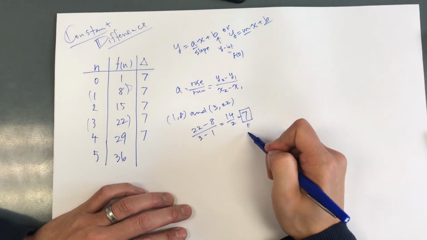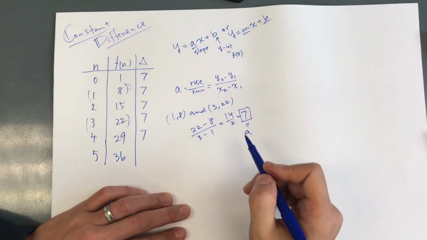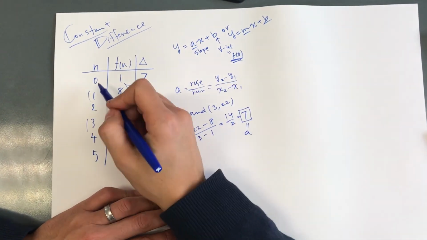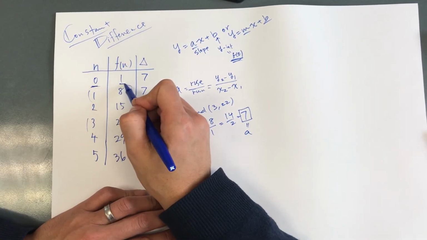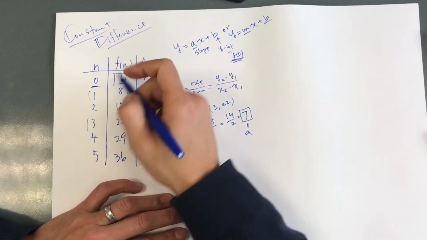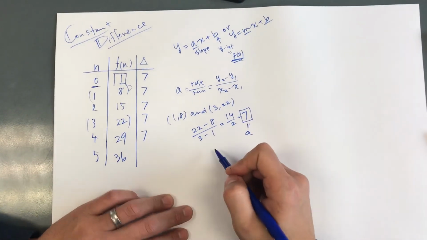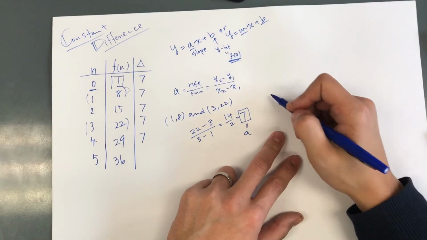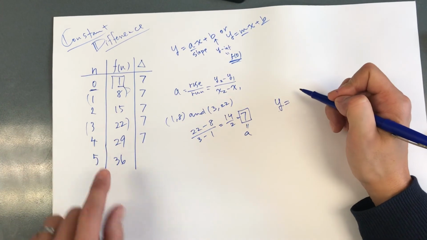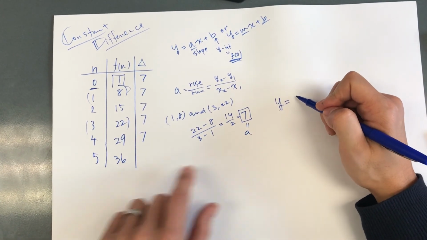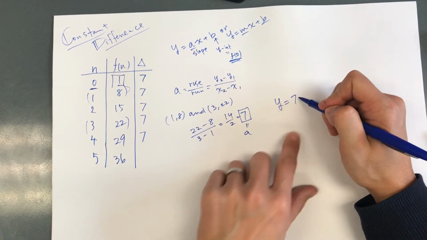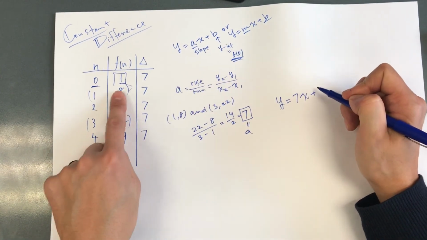So that's going to be a, right? b is going to be the output for 0. So what's the output for 0? f of 0, the output for 0 is 1, so we're just going to plug that back in. So the linear function that's going to fit this table is going to be 7x plus b.